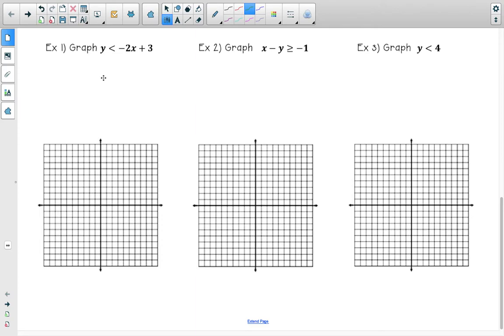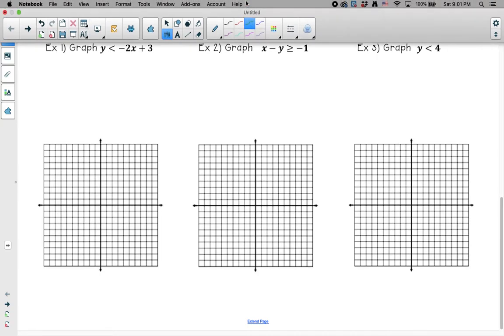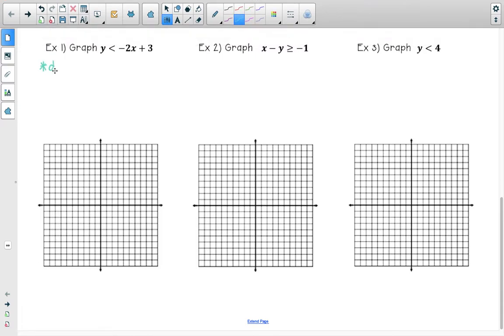And let's go ahead and determine if it's going to be a solid line or dotted, if we're going to shade above or below. So since we do not have the equal to aspect here, this line will be dotted. So we'll go ahead and write out dotted. Because it is less than means the information below or lower than the value. So we want to have the graph shaded below the line. So we will shade below the line.